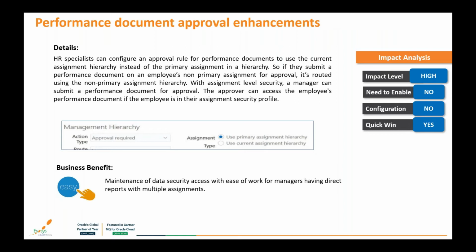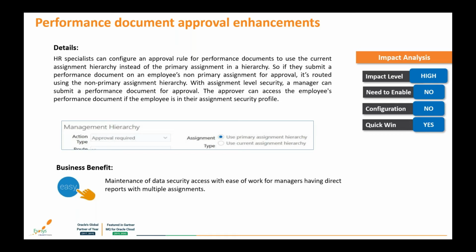Next one is the performance document approval enhancement. So as we all are aware that from 20C or 20D onwards, we have got the assignment level security in place, which means that based on the data policy or the data security roles that a manager or an HR is holding, they can only view the assignment details under that purview.